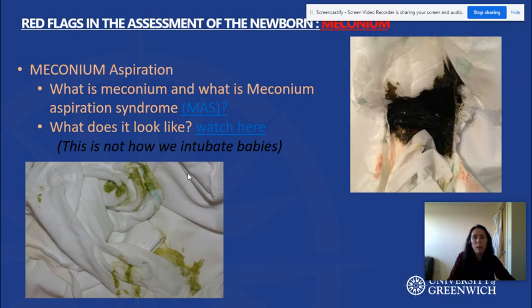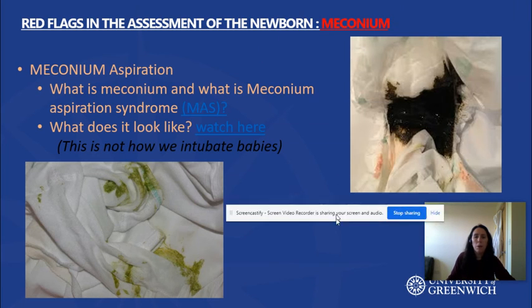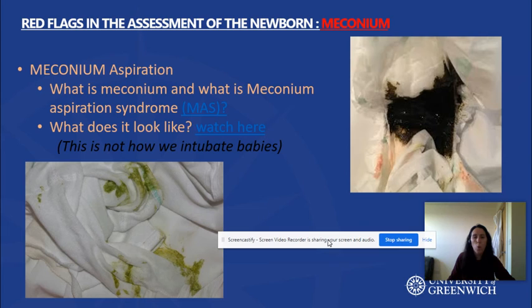All right, so red flags. First one is meconium. Now, meconium is poo. It's the baby's first poo. So that normally happens within the first 24 hours. And that's not a red flag if it's happening in the first 24 hours. It's natural. It's a normal thing to do.